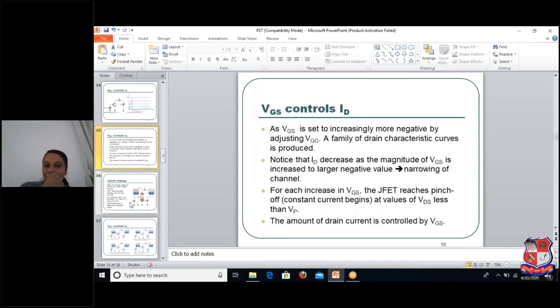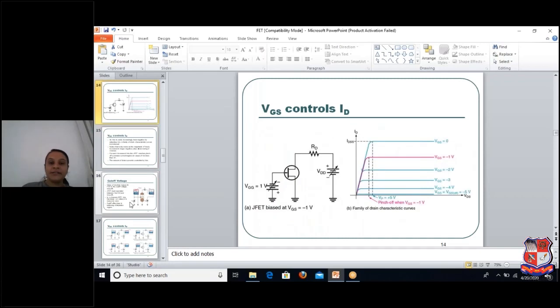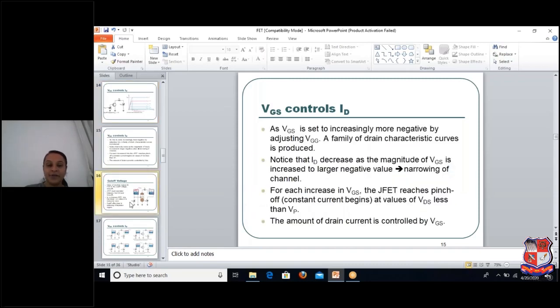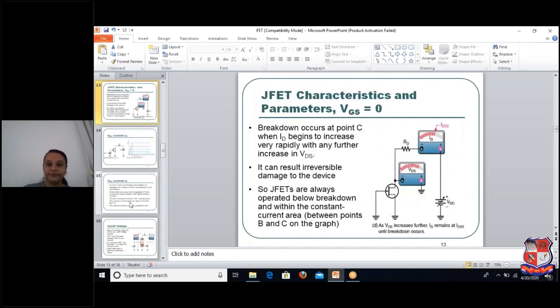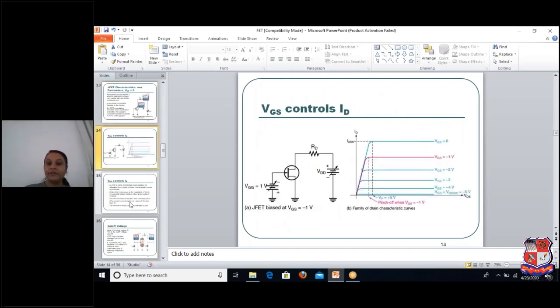Now, VGS. Now we will discuss the next characteristics, which is known as the transfer characteristics. Our first one is completed.